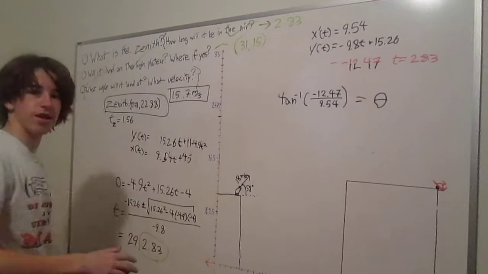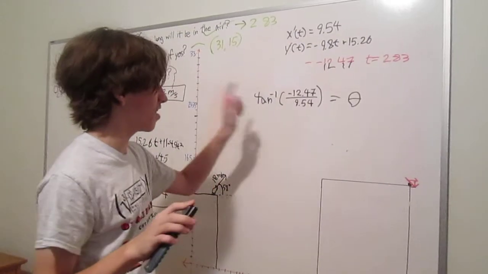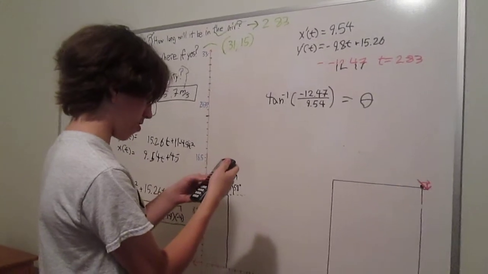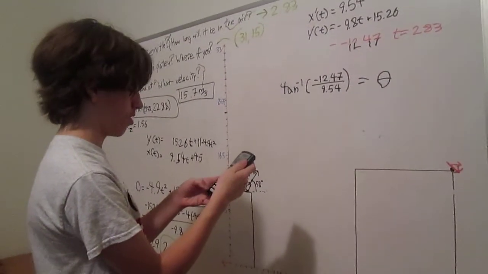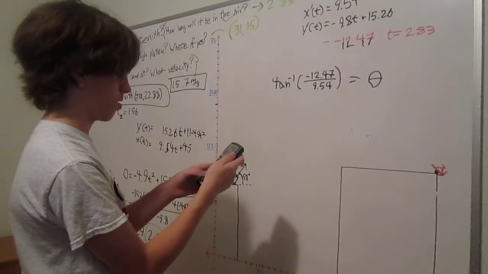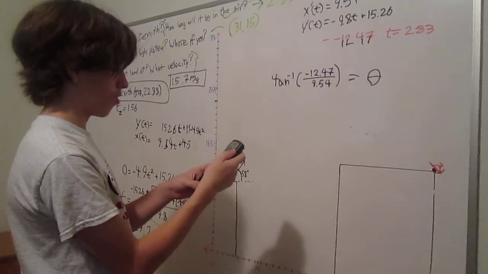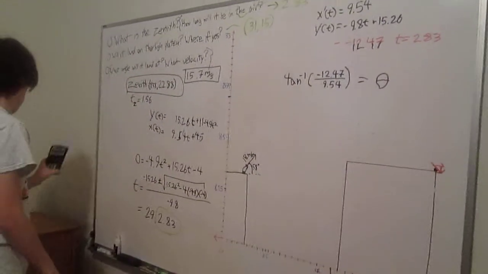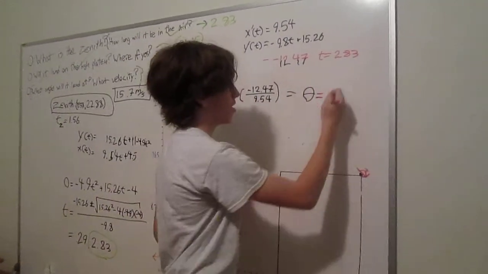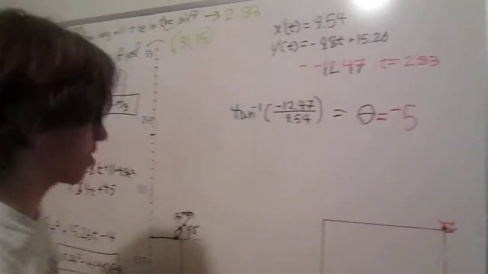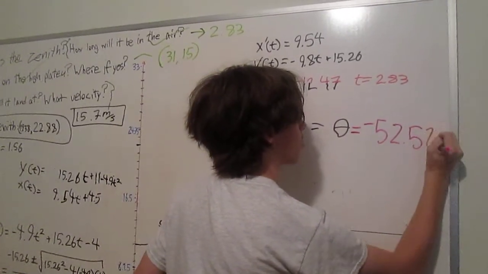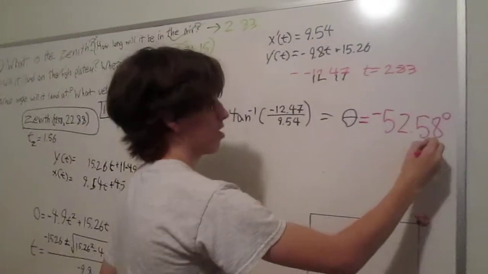Alright, again, calculators are very helpful, and it's not cheating if it's not possible. Okay, so the inverse tan of negative 12.47 over 9.54 is equal to, alright, okay, this is our final answer. And it's going to be a surprise. Equal to negative 52.58 degrees. My calculator was in degree mode.